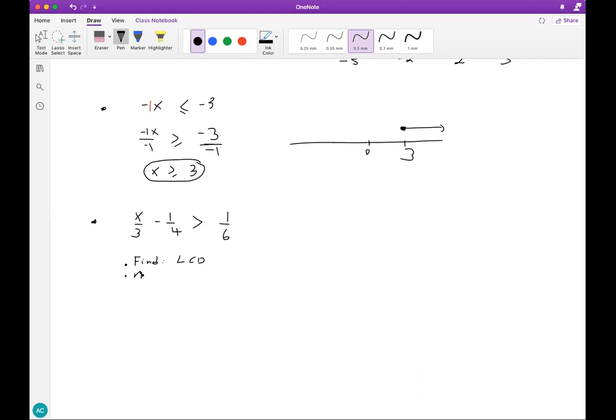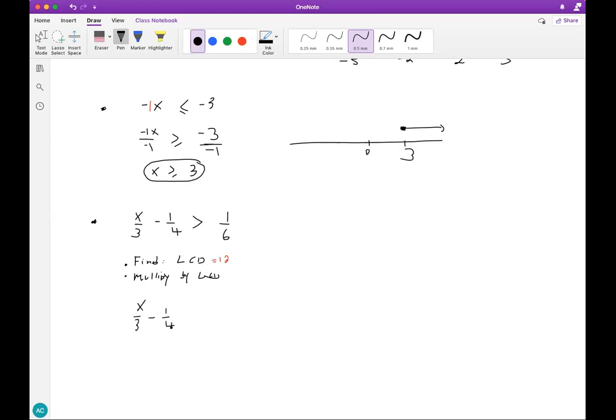And then you multiply by the LCD. We multiply the entire equation or inequality by 12. That way, as you're going to see, all the fractions will cancel out at the same time.